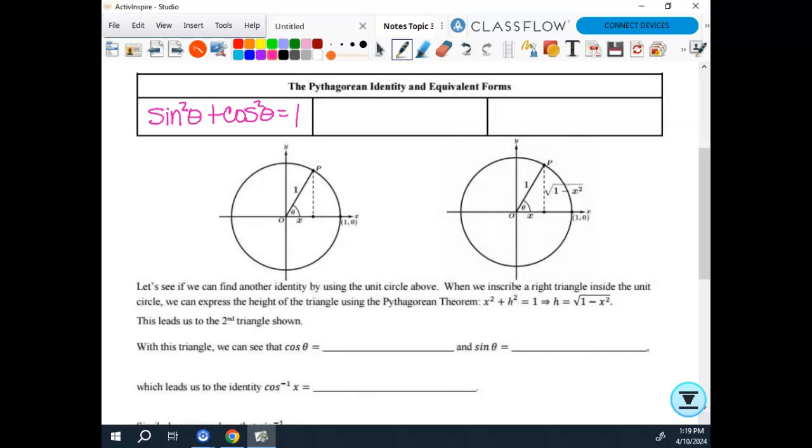Now, if you also know the other ones, because you can see a pattern and you have a way of remembering it, totally fine. If not, you know how to get them from here, and that would be 1 plus cotangent squared theta equals cosecant squared theta, and then tangent squared theta plus 1 equals secant squared theta.